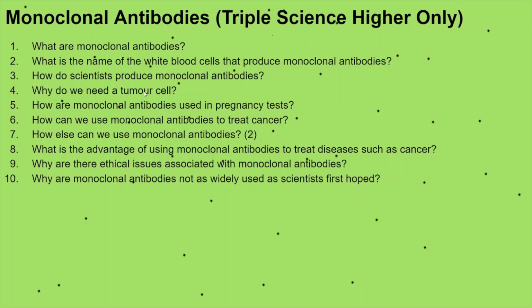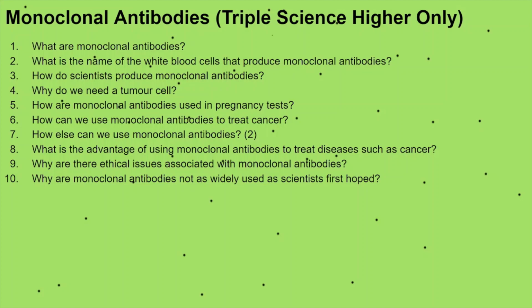What we do is we take those B lymphocytes, we fuse them with a tumour cell to make something called a hybridoma. And why we need a tumour cell is because the white blood cells divide very slowly on their own. But tumour cells are very fast dividing. So we fuse them and we have a cell that can both produce the antibodies that we want, and it can also divide very rapidly.